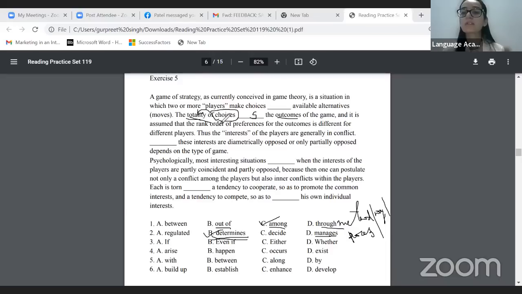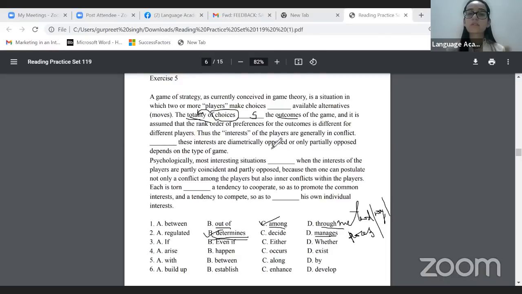60% of your blanks in the exams come on these rules: singular, plural, positive, negative, general academic, past, present. So 60% blanks are just these things. And it is assumed that the rank order of preferences for the outcomes is different for different players.